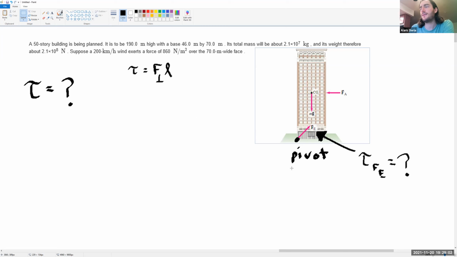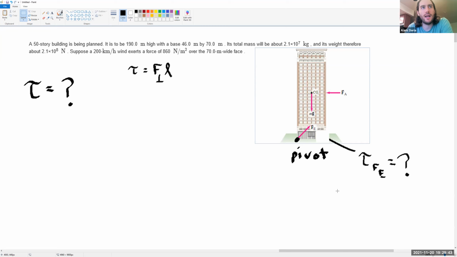And probably the best point to calculate the torque about is actually the pivot point down here in the bottom left. And the reason for that is because that force there, the force Fe, is acting at an angle. And since we're free to choose our pivot point, we can choose our pivot point to be at that force. And what that does is it makes it so that the torque exerted about that pivot point by that force is zero. You might be thinking, oh, wait a minute.